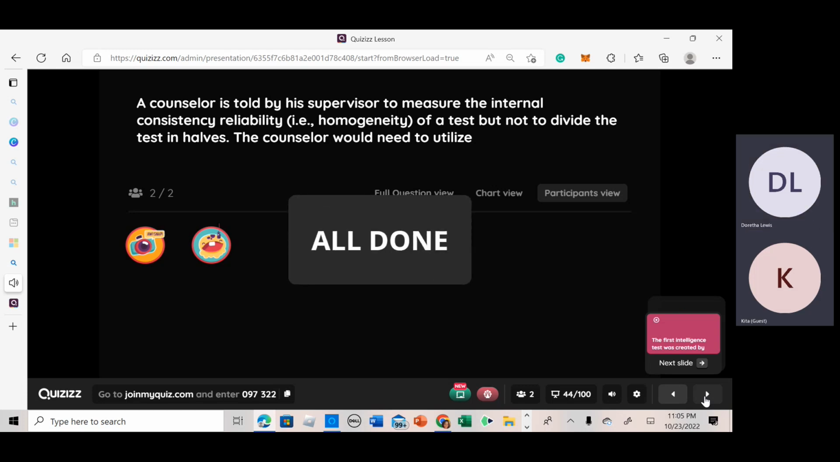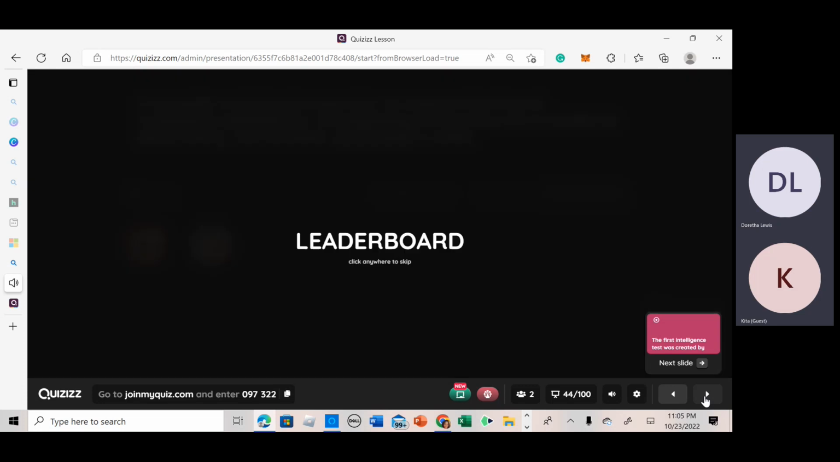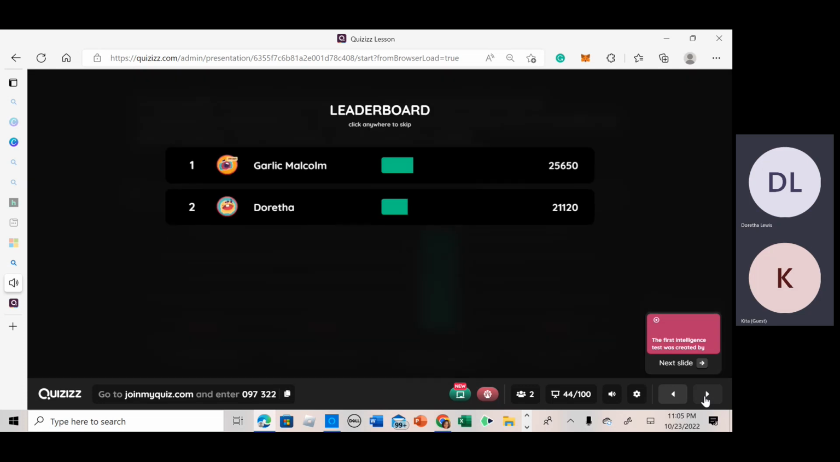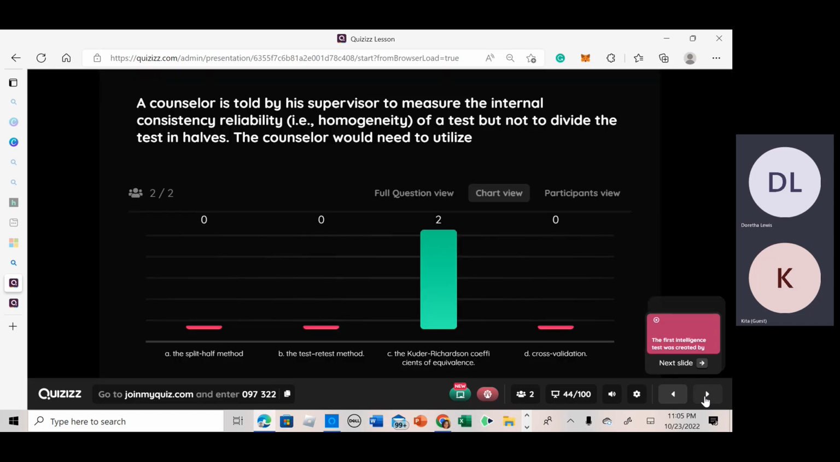A counselor is told by his supervisor to measure the internal consistency reliability of a test, but not to divide the test in halves. The counselor would need to utilize the Kuder-Richardson coefficient of equivalence.